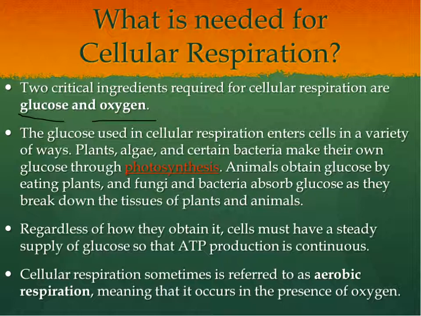Kind of already said that, but that just goes on to explain that this happens different ways. But cellular respiration can start in plants or animals. Plants already have glucose and oxygen from photosynthesis. Animals get their glucose by just eating other plants and animals. Regardless of how they get the glucose and oxygen, the cells have to have a steady supply of glucose so that ATP is continuous, which it is as long as you're healthy. And cellular respiration sometimes is referred to as aerobic respiration. At least the final two steps is aerobic respiration.